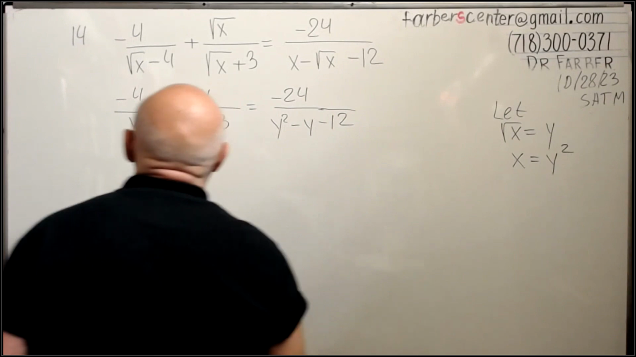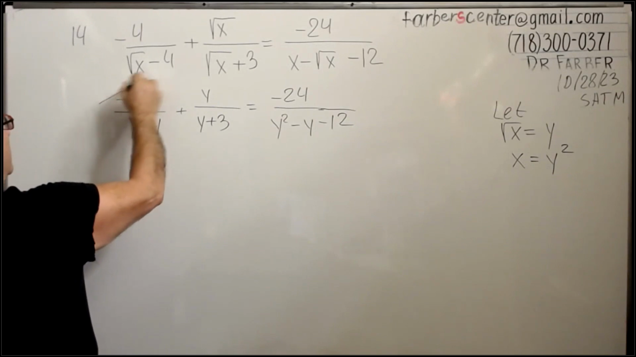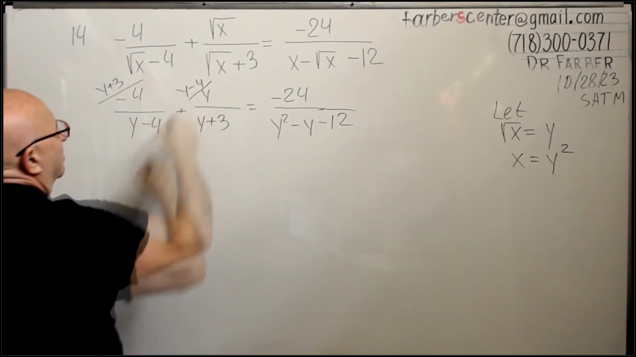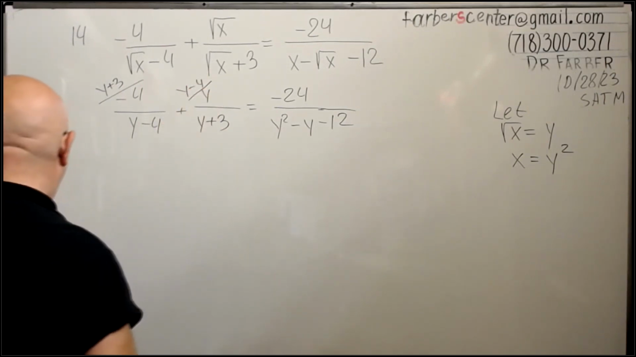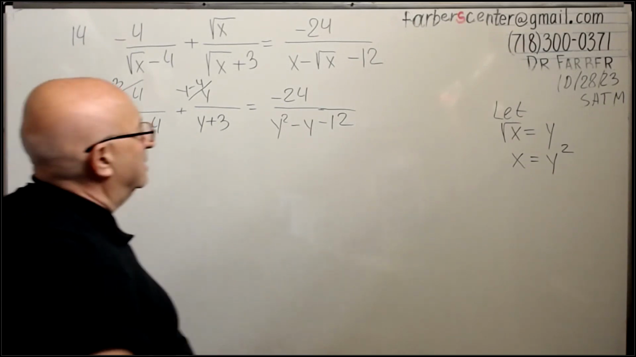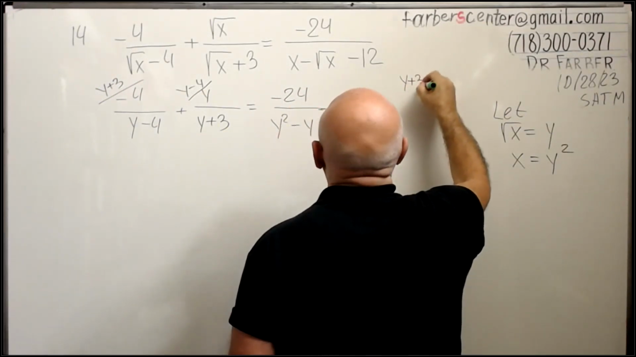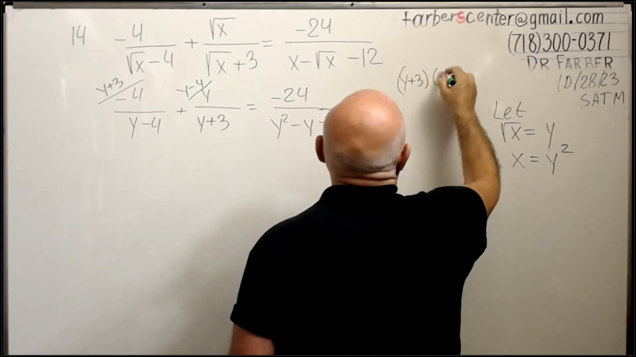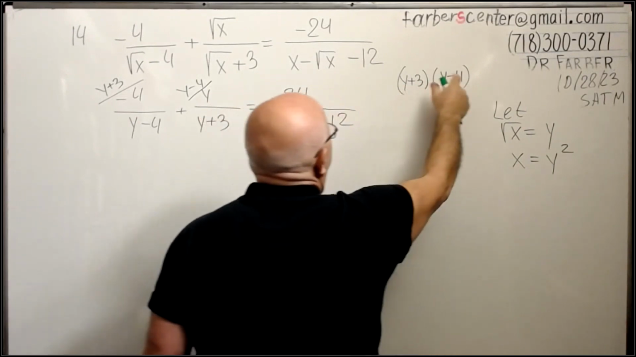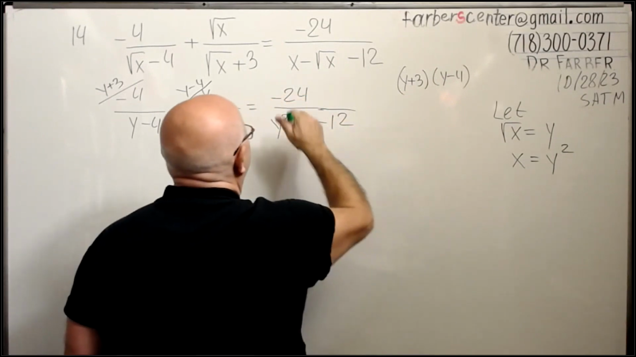Beautiful. This is a simple rational equation. So I multiply this by y plus 3, this by y minus 4. And you can factorize the denominator. This is the same as y plus 3 times y minus 4. How do you know? 3 times -4 is -12. -4 plus 3 is -1. Yes, so nothing you have to multiply.